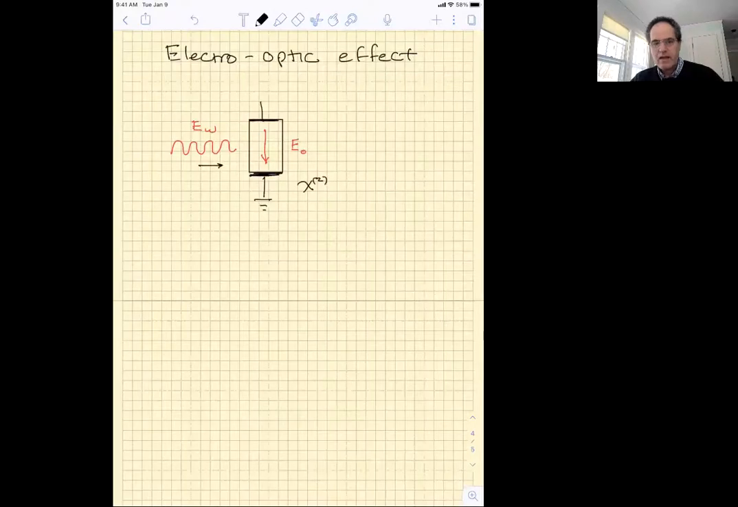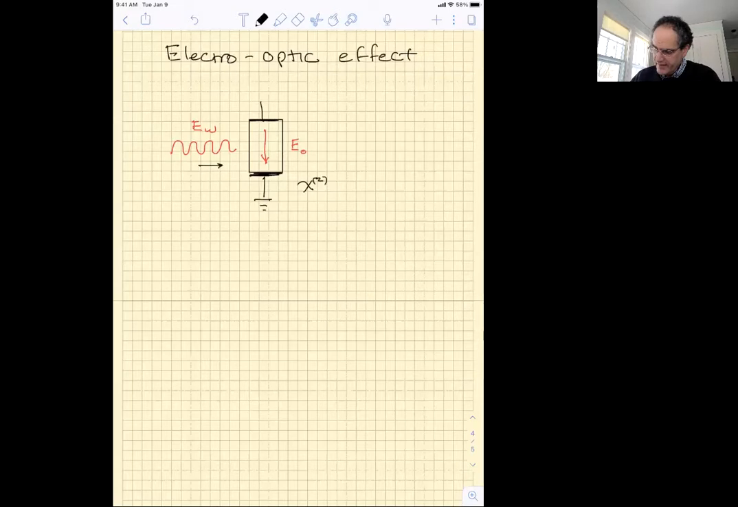All right, the last second order process I want to talk about is called the electro-optic effect. In the electro-optic effect, we see that a static electric field can change the index of refraction of a crystal if it has a second order nonlinear susceptibility. Here, let's take a look. So the situation looks like this.